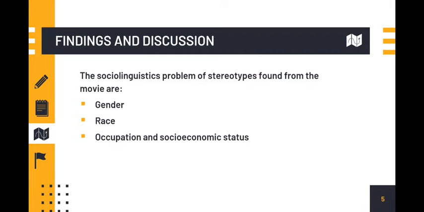Okay, let's move on to the next part, that is findings and discussion. So by following Lippmann's definition of stereotype and Snyder's theory in classifying it, the researcher found 3 types of sociolinguistic problems of stereotypes found from the movie. They are gender, race, and occupation and socioeconomic status.